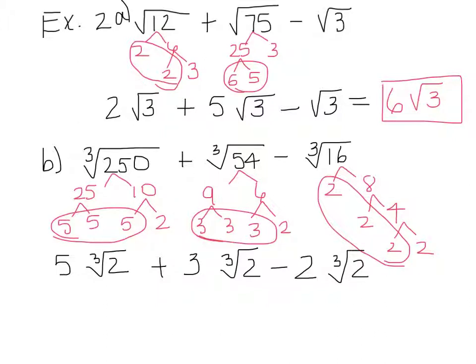So now that they're all the same, you combine like terms. So I have 5 plus 3 is 8, minus 2 is 6. So it'll be 6 cube root of 2. So once you get here, you can combine like terms. And then we're done.